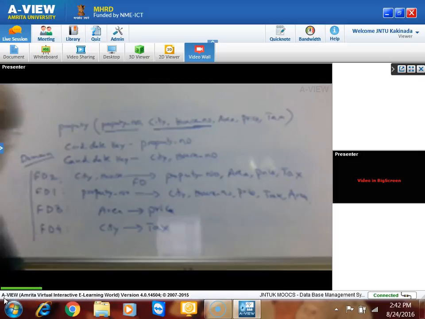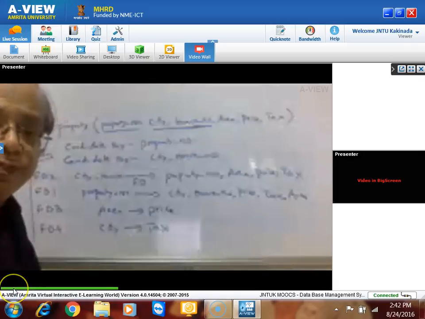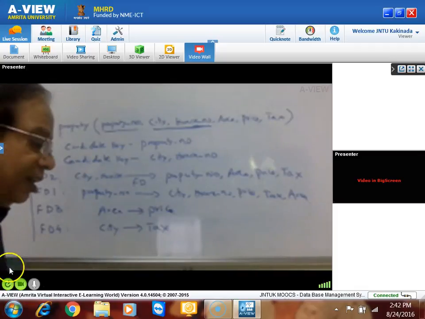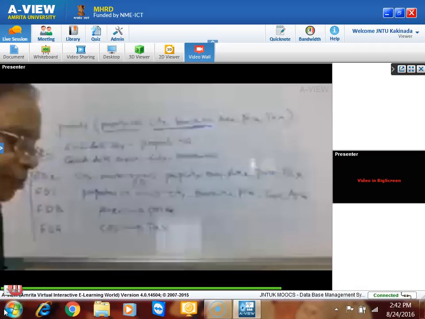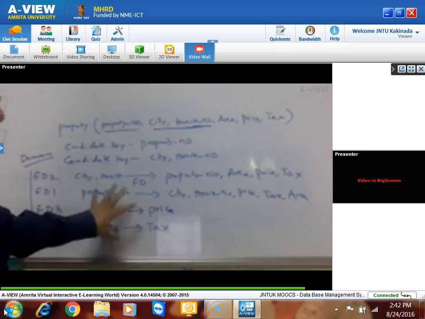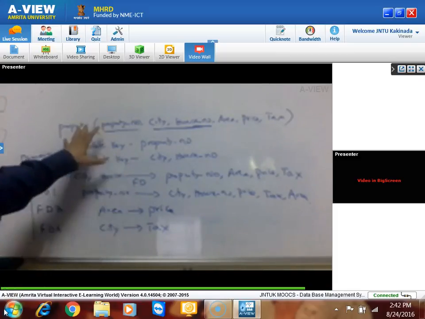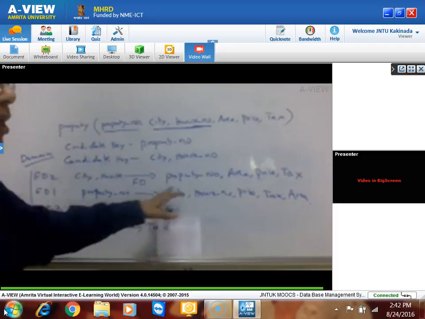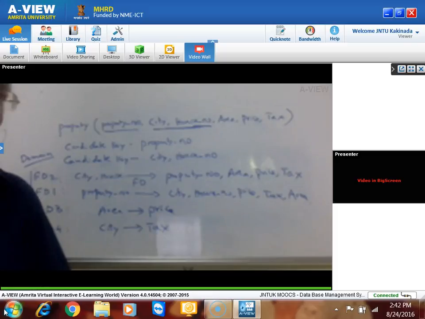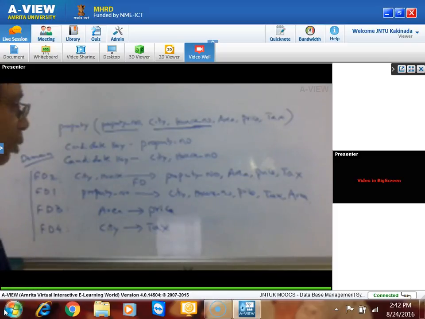Any other question? If no questions, this is very important. Basically, the whole concept of relational database model design is dependent on understanding this relation and what are the functional dependencies that hold in your relation. Why it becomes very, very important.